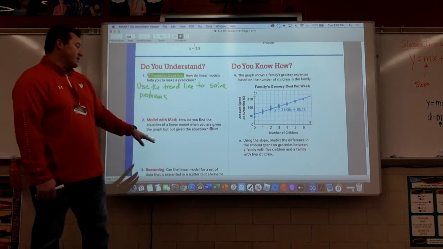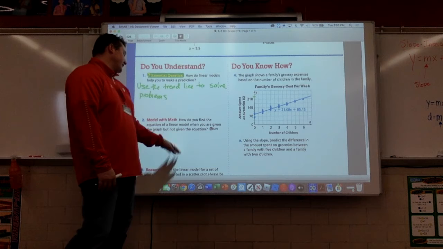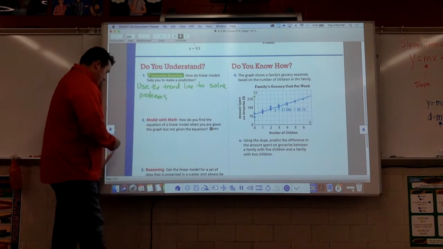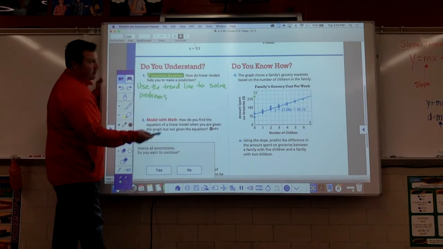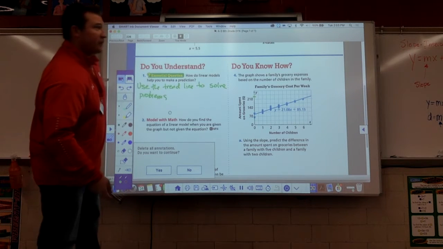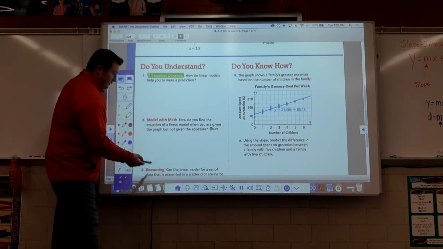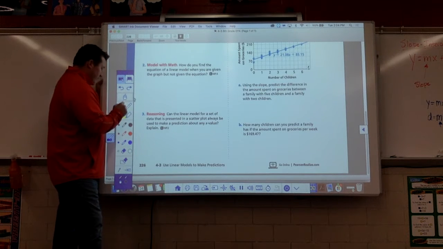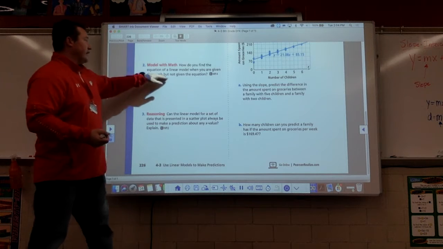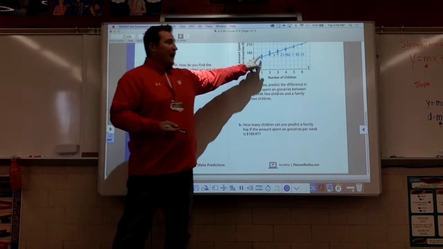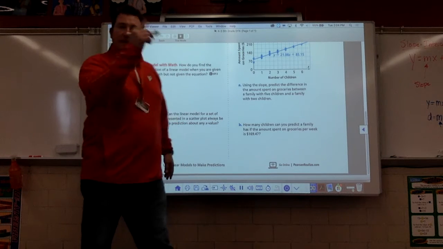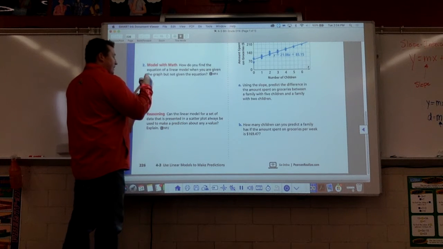How do you find the equation of a linear model when you are given the graph, but not given the equation? Well, we're in Mr. Nolan's room. Does he have up his 4 steps? Oh, no, that's for the solving thing. So, guys, how are we going to write an equation? How would we find the equation of this line? Find the slope. Yeah, guys, it's really just about 4 steps.